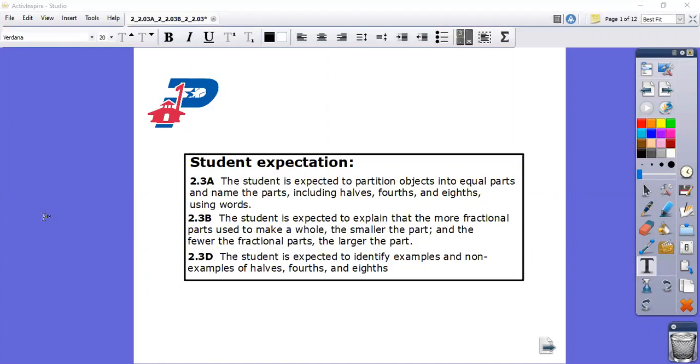So please stop the video for a second, grab yourself a notebook and a pencil or something to write with, because you will be taking some notes towards the end of our lesson. Okay. Let's get right into it.